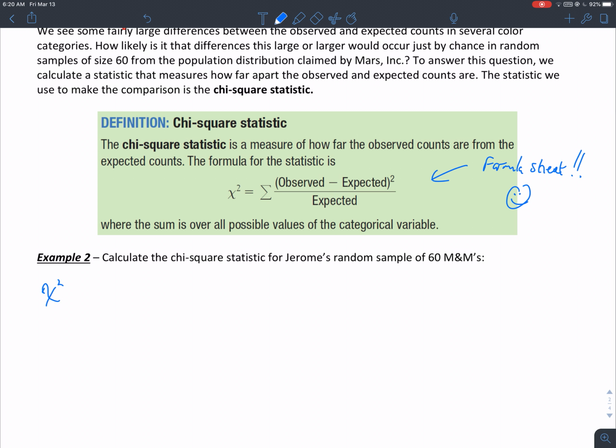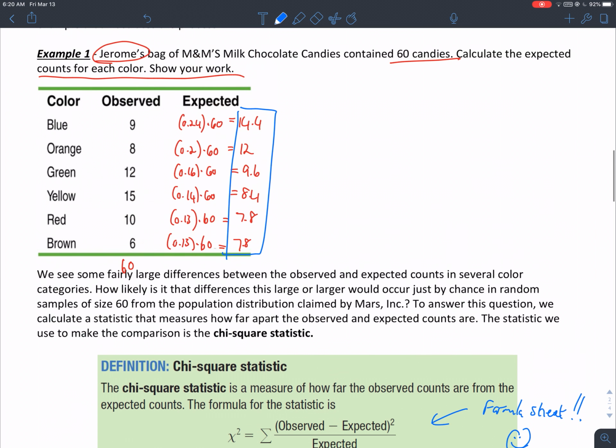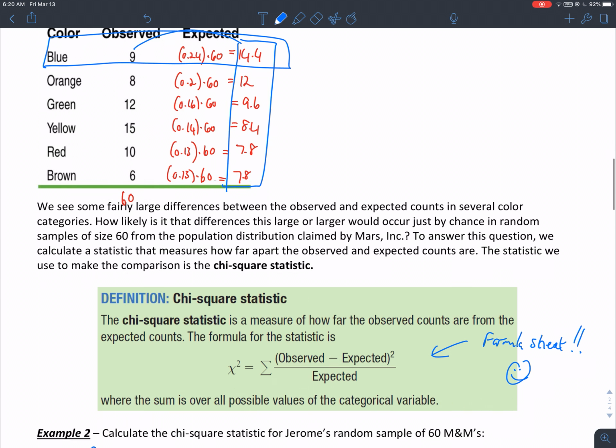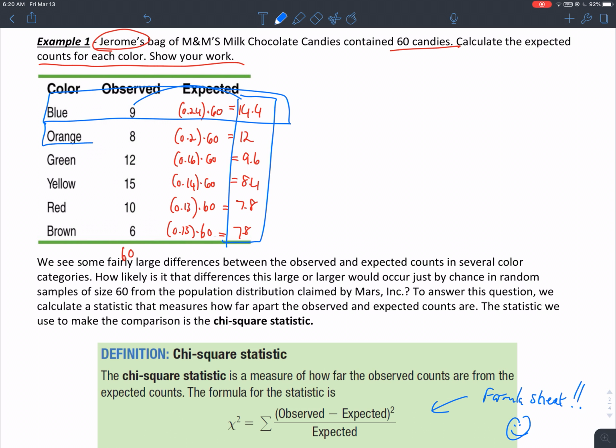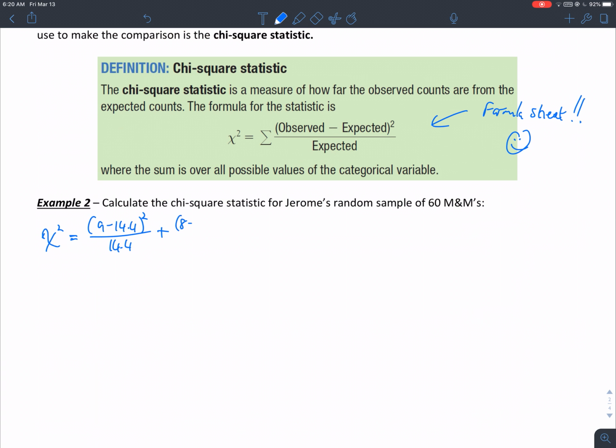So here we go. Chi-squared is, and we're going to just list the numbers. Observed minus expected. So we go to the first color, which is blue, and we say observed minus expected: 9 minus 14.4, squared, divided by what I expected, 14.4. Plus the second one would be orange, and that's 8 minus 12, squared, divided by what I expected to see. And so on.